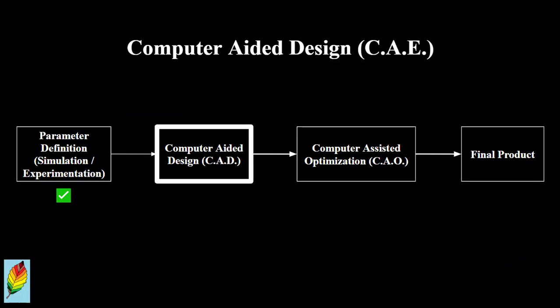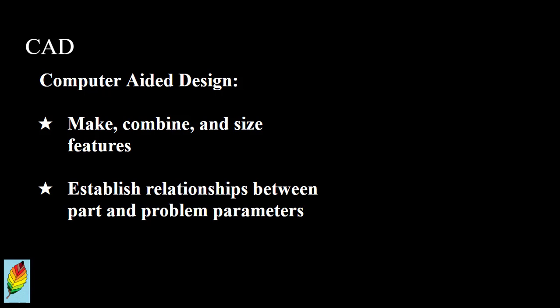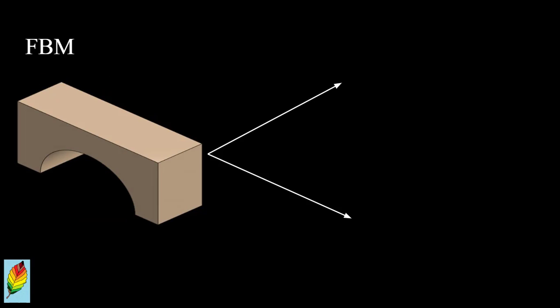The first step in CAE is completing computer-aided design, or CAD. During this step, we will be able to make, combine, and size the features needed to make the arch bridge geometry. This will also allow us to define the relevant part parameters, and establish relationships between part parameters and the problem parameters. Our first step in CAD is to figure out how to create an arch bridge using feature-based modeling.